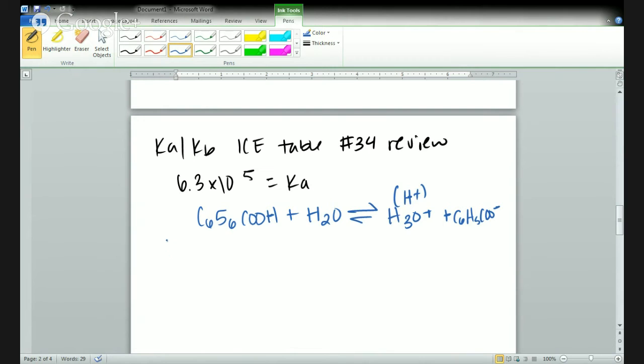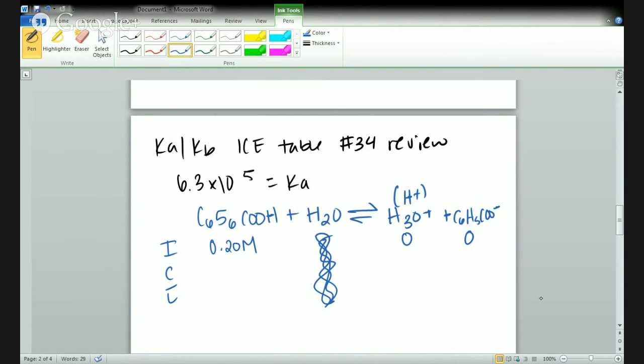So we can write our ICE table. We scribble out the water because the water does not impact our Ka. And if we go back and pick out the pieces that we need, we want to know what the H+ concentration is in a 0.2 molar solution. So we know that we're starting with a 0.2 molar solution of this. And initially, when I'm first making my solution, my ion concentrations before I even start are 0 and 0 because I'm all reactant and no product.